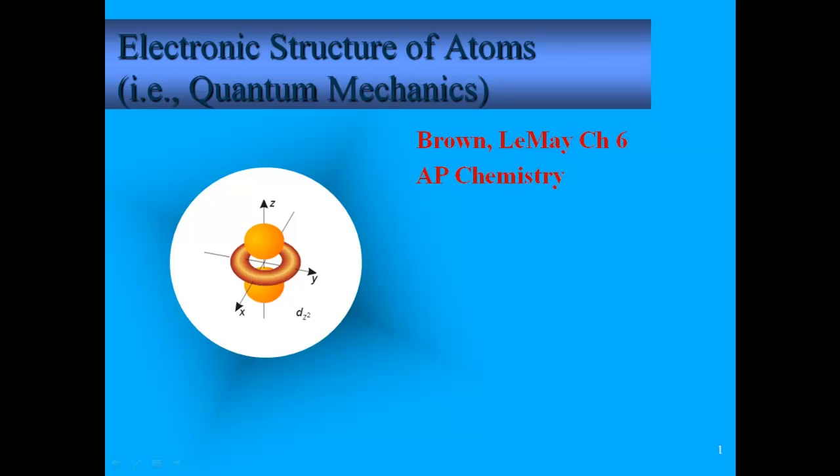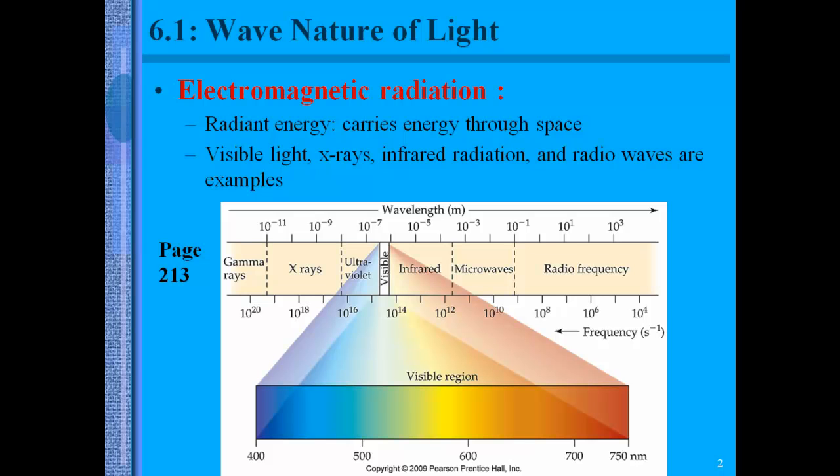Hello everybody and welcome to Chapter 6, our first chapter of Unit 3. We're going to cover the structure of atoms, including quantum mechanics. So first we want to talk about the wave nature of light. And light will fall into the electromagnetic radiation spectrum.